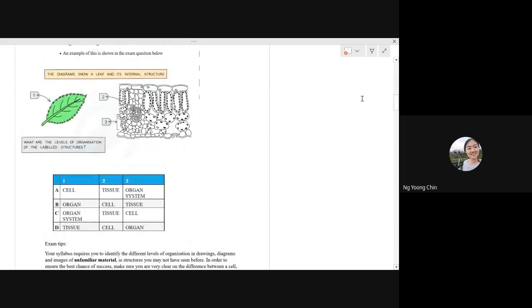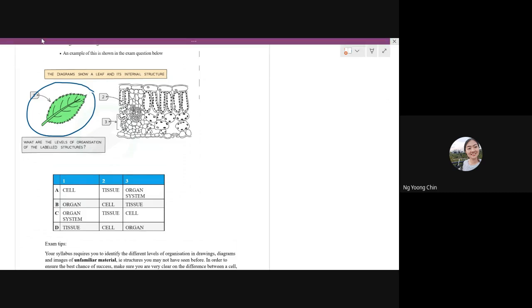Okay, the diagram shows a leaf and its internal structure. So please identify which is the answer. The leaf is an organ, system, or tissue? The leaf. Adam Suyang, the leaf is classified as organ, cell, or tissue? Organ. Yeah, it's organ.